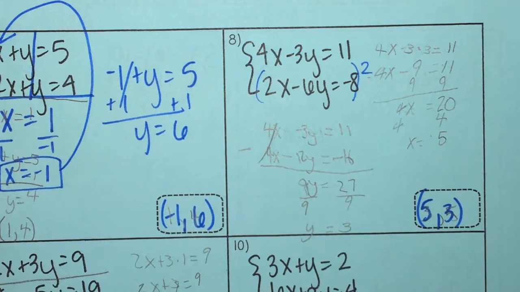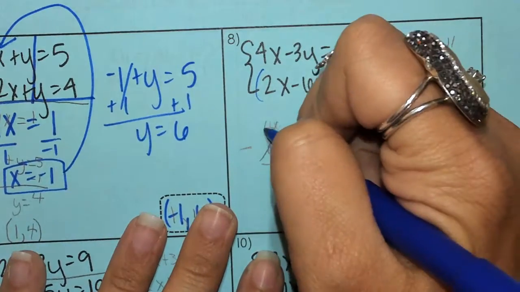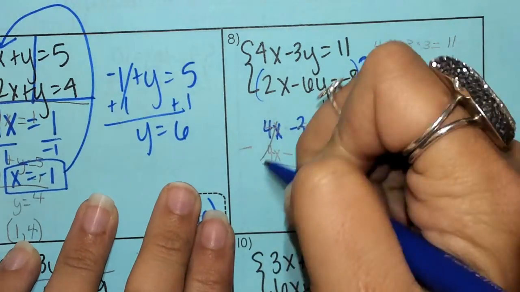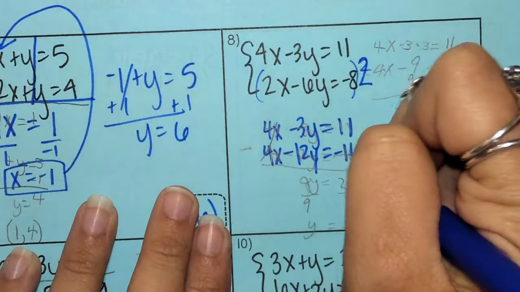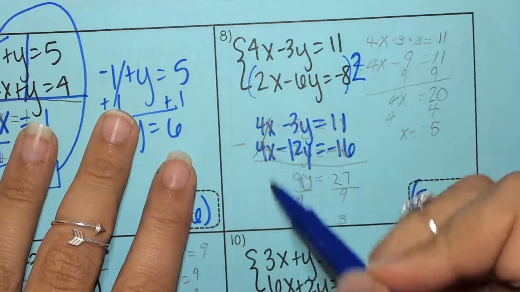Alright, so we multiply by 2, and he got 4x. He brought down his top equation, and then he got 4x minus 12y equals negative 16. Okay, now we're going to eliminate our x's.